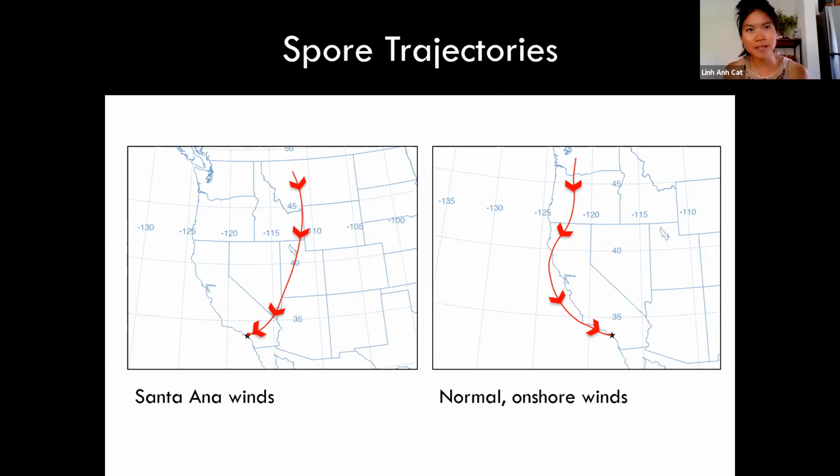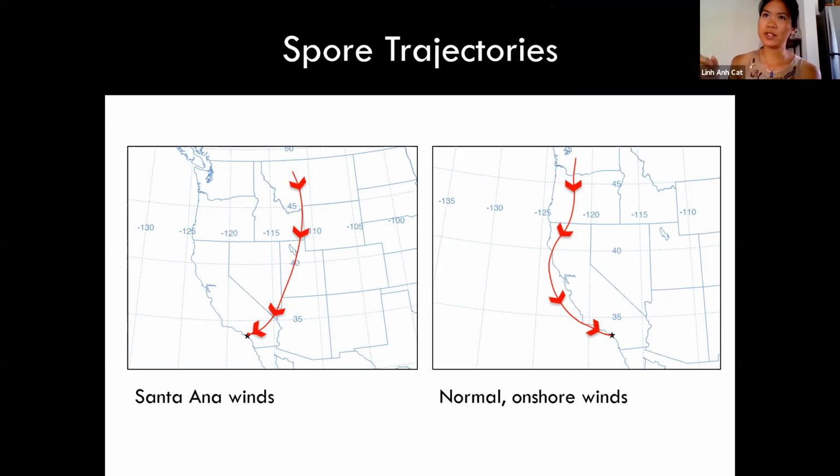This is by no means 100% certainty, but essentially you can see during Santa Ana winds, the stuff we're seeing is coming from the desert area and then landing along the coast. During normal onshore wind conditions, you see things coming south along the coast and then coming in.